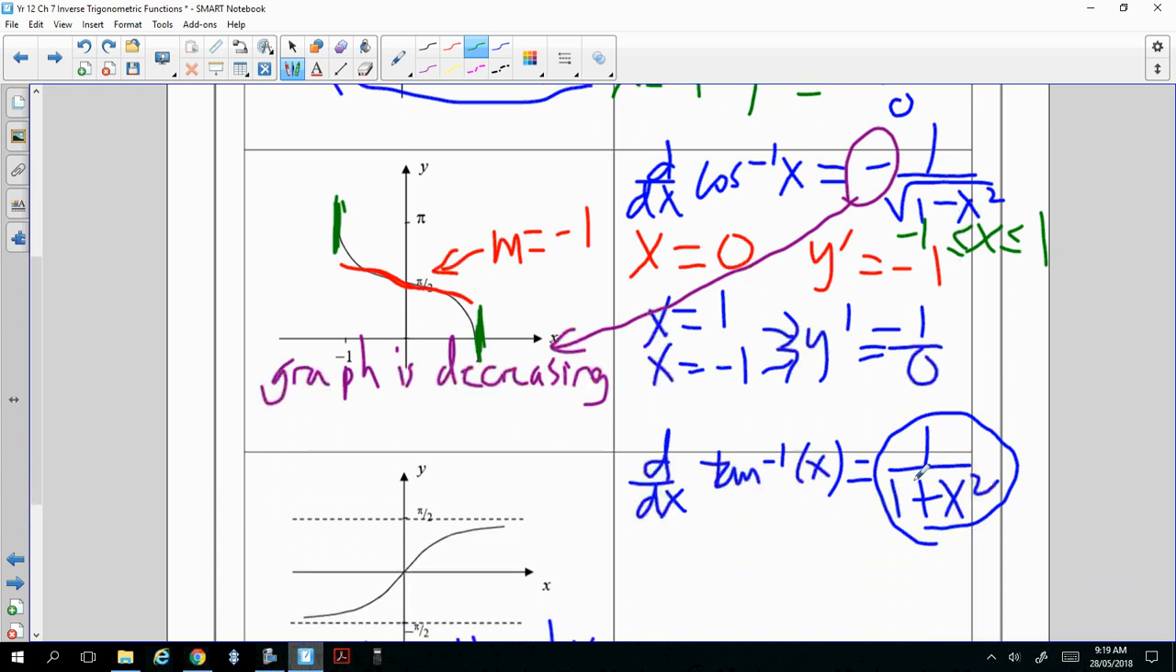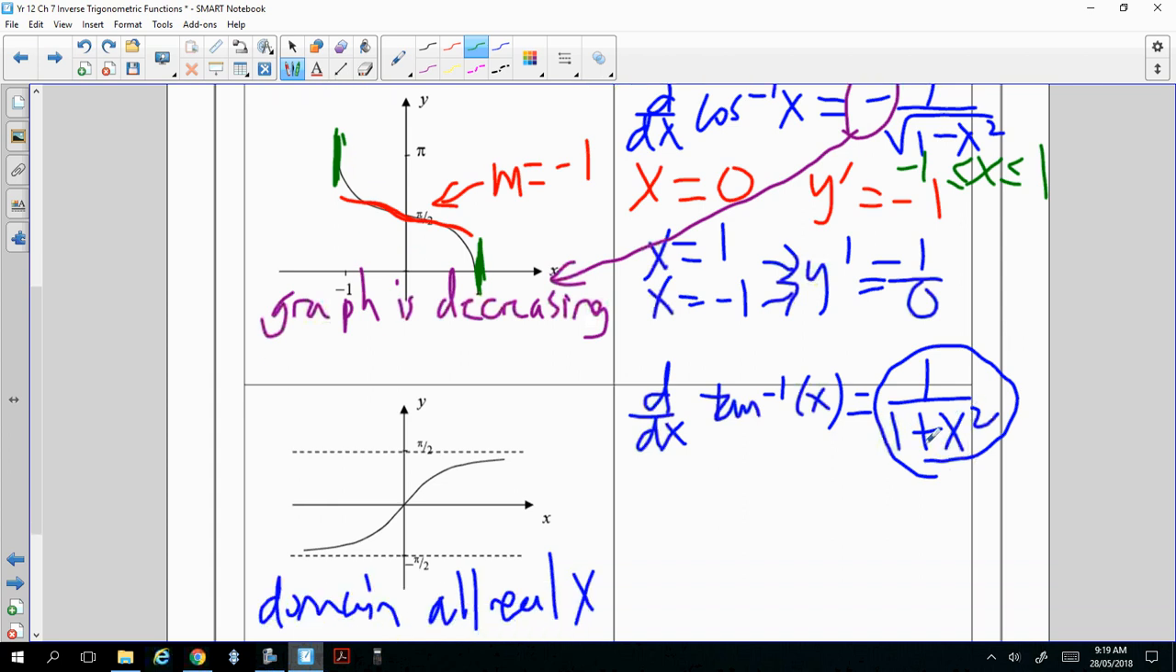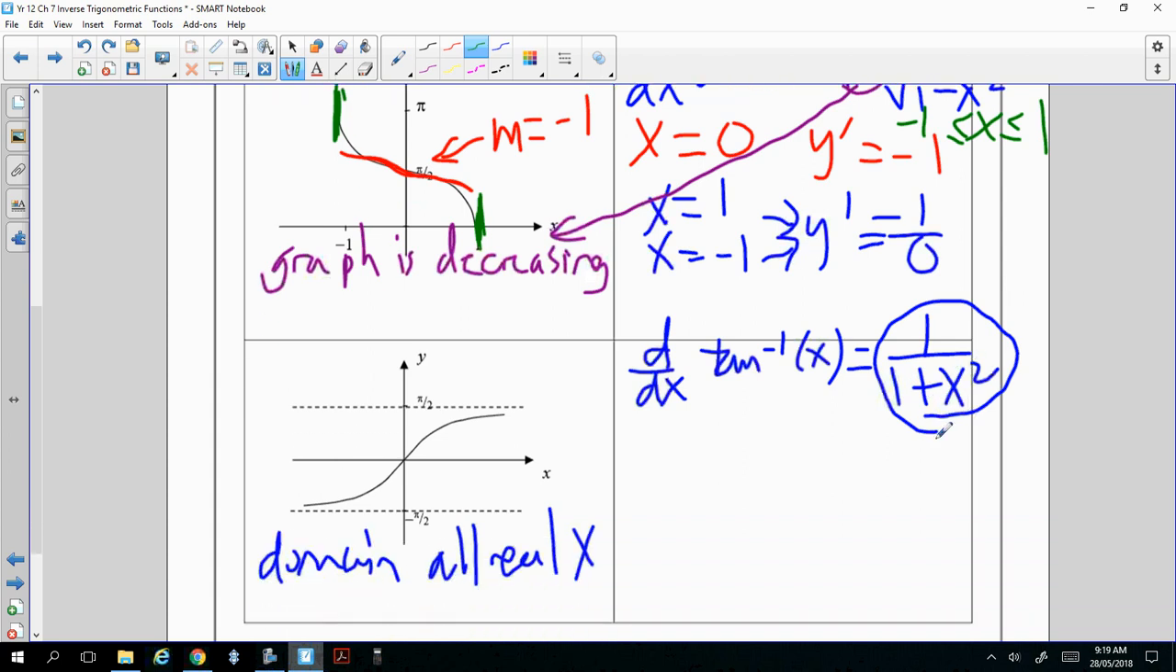What else is there? Of course, if you substitute x equal to 0, the derivative is 1 over 1 plus 0, which is 1. So the gradient at the origin is 1. Now let's see what happens if you make x go to infinity. What will happen to the derivative?